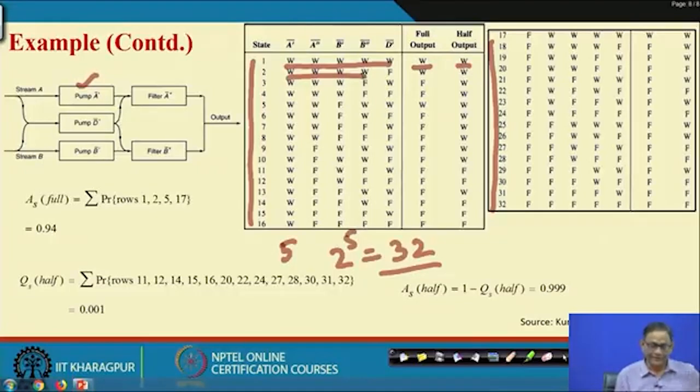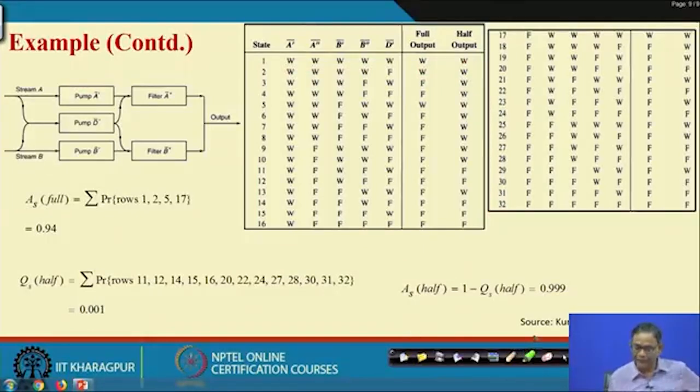Second one, as per requirement, at least two of the streams must work. So for the second one, if the first four work, full is possible, half also possible, in this manner, up to the last one when all fail. So you have 32 combinations. Now you see what you want to do. You want to find out AS full, or AS half. You find out under which combinations AS full is W, working, and in which combinations AS half is working. If you see the table carefully, AS full is working in the first combination, second combination, fifth combination and 17th combination. All other cases it is not possible.